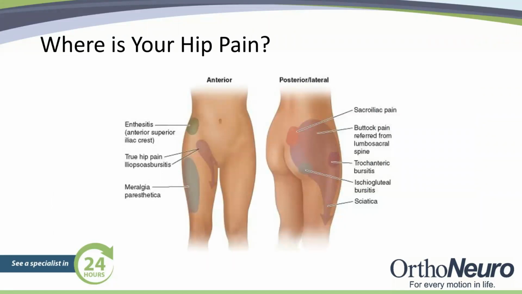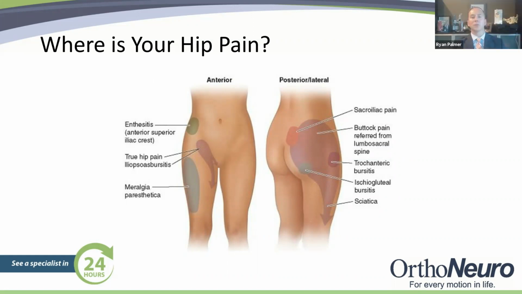So the first question I might ask you if I saw you in the office is, where exactly is your hip pain? There can be pain that can occur in the front of the hip, on the side of the hip, or in the buttock region. And that's all very important to understand in terms of what your underlying condition may be. This graph right here does a good job of showing what different forms and different locations of hip pain can be caused from different conditions.